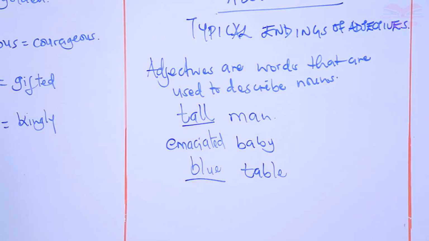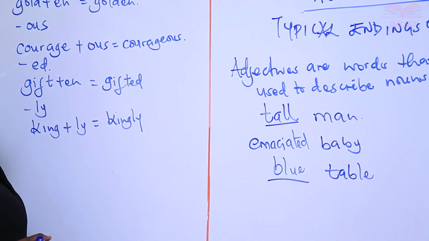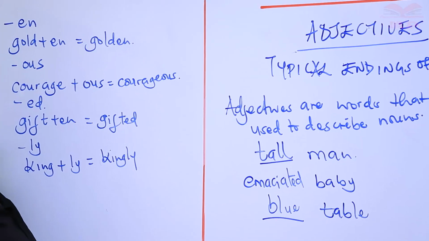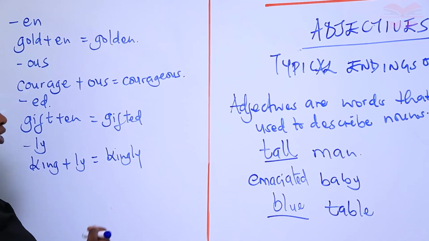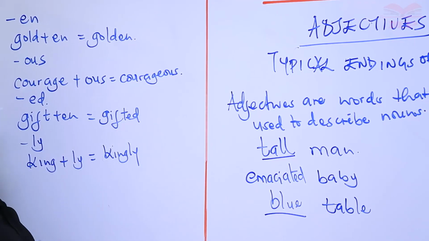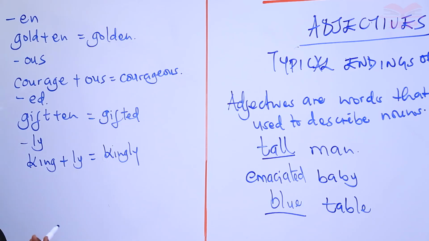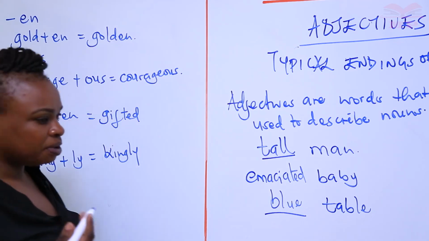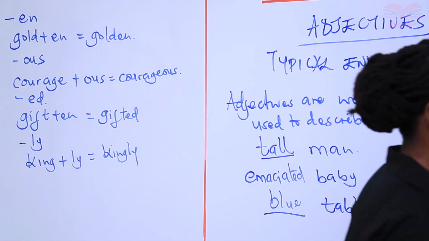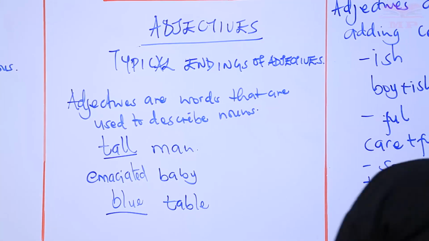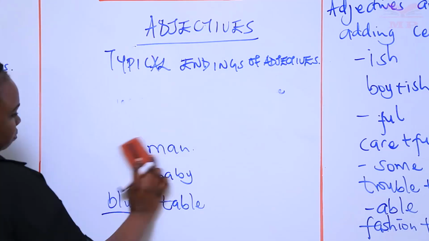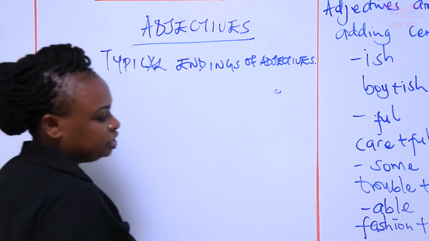Then we have gold, so that we can say the material was golden, or a golden material. Either way it describes the noun. Then we have courage, so that we have Kimani is courageous. And then we have gifted, say the gifted girls arrived. And then we have kingly, say the kingly character. Then we have adjectives.